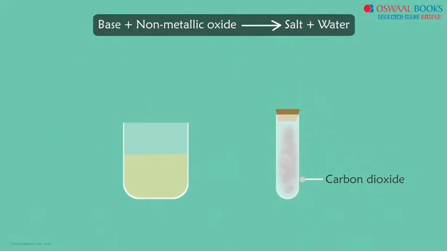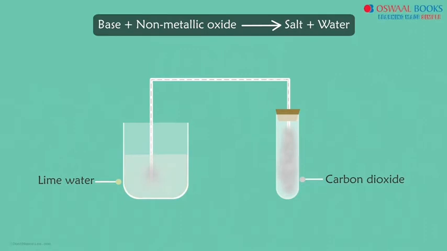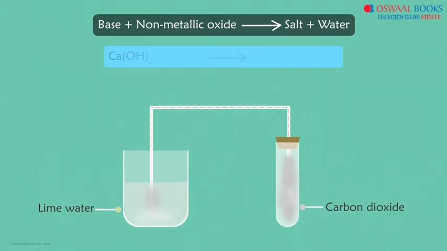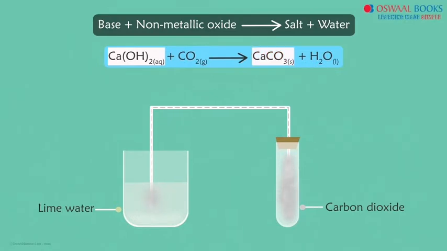Carbon dioxide is an example of a non-metallic oxide. In fact, we have already seen this reaction in one of our previous lessons. Do you remember passing carbon dioxide through lime water or calcium hydroxide? This is the reaction we had got. Calcium hydroxide gives calcium carbonate and water when it reacts with carbon dioxide. And calcium carbonate is nothing but salt.